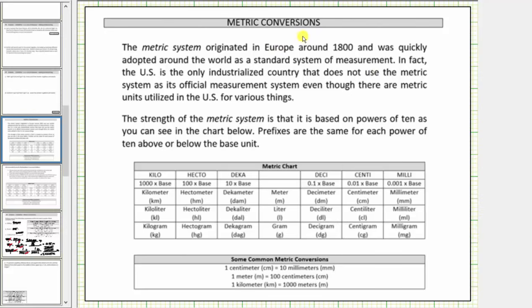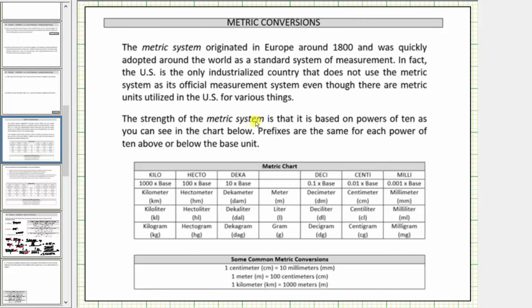Welcome to a lesson on metric conversions. The metric system originated in Europe around 1800 and was quickly adopted around the world as a standard system of measurement. In fact, the US is the only industrialized country that does not use the metric system as its official measurement system, even though there are metric units utilized in the US for various things.